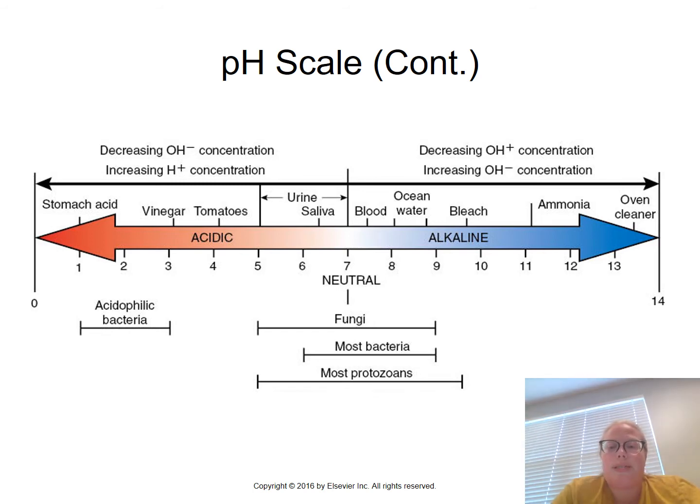Another thing I want you guys to notice about this pH scale and the examples that are on it is that you see that most of the fungi, bacteria, and protozoans actually live somewhere in that neutral section of the pH scale. You don't see very many bacteria or fungi or protozoans that exist in a too alkaline of an environment or too acidic of an environment.